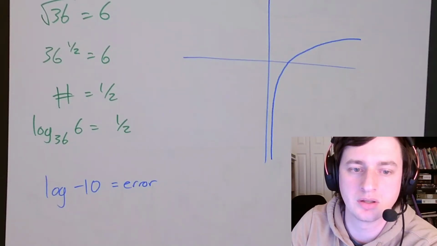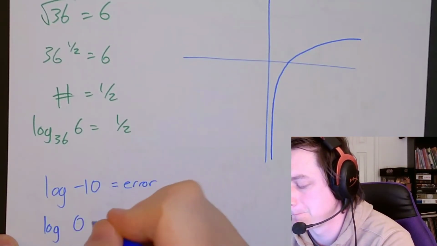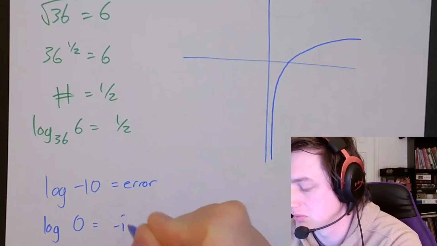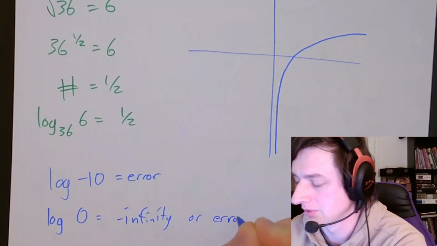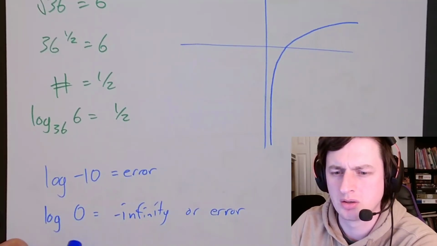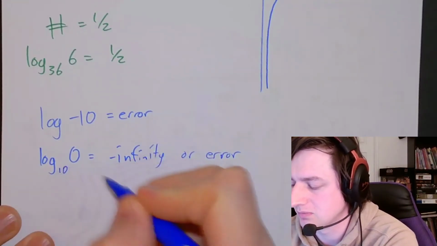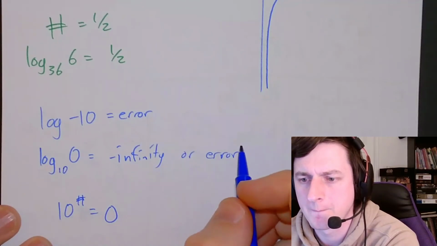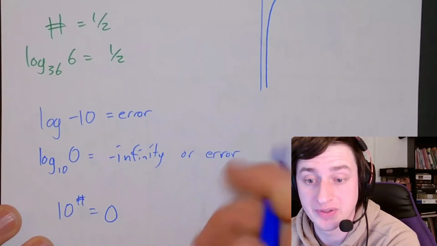And same thing if you do log of 0. You might get something else that's a bit weird. Like Google says this is -infinity, which is kind of true. You might also get an error, depending on the kind of calculator you have. Log of 0. This is saying, okay, this is base 10. So 10 to what number gives me 0? Well, there's not a number that puts out 0, right?